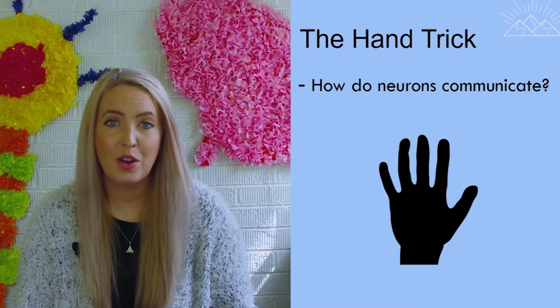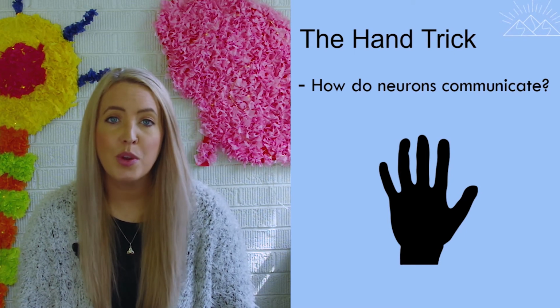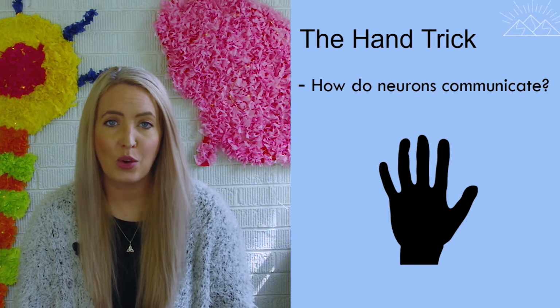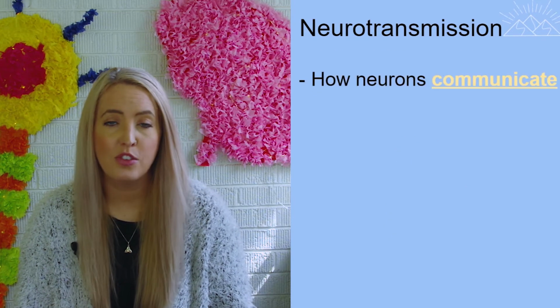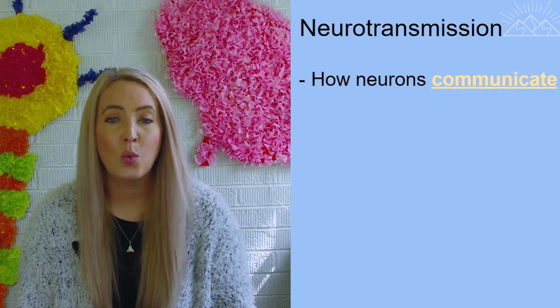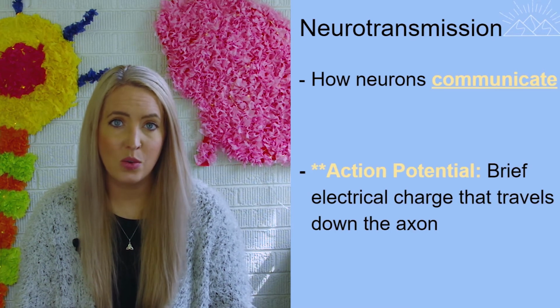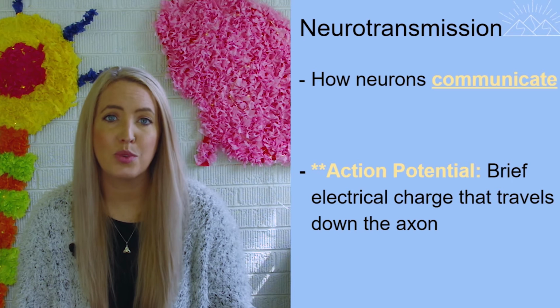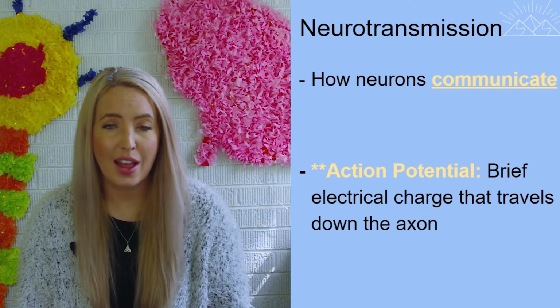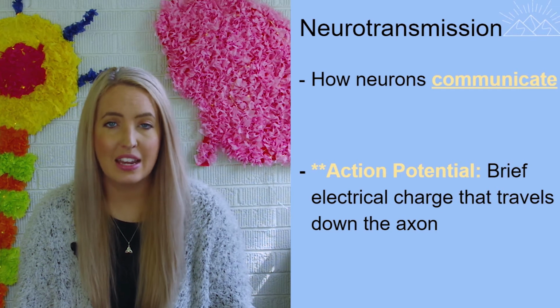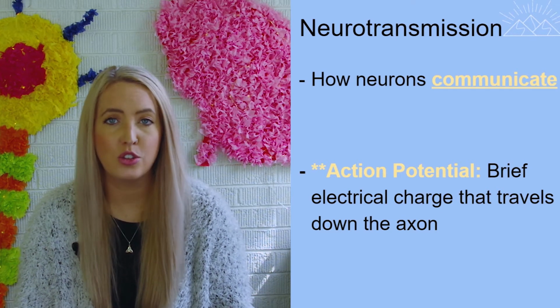When we talk about how neurons communicate, what we are referring to is neurotransmission. Neurotransmission is how information is sent from one neuron to the next. When we talk about information being sent, what's actually being sent is what's known as an action potential, which is an electrical charge that travels down the axon to send information from one neuron to the next.